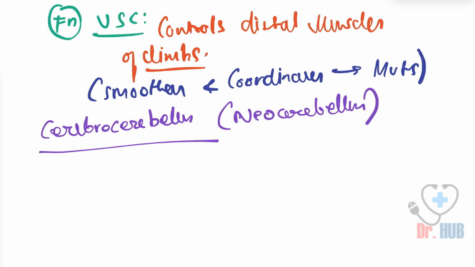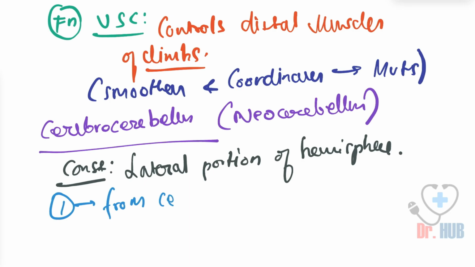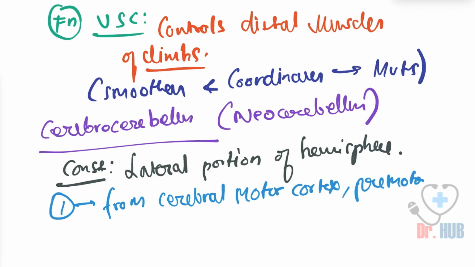So first we are going to look at the constituents. So what does it constitute? There is the lateral portion of the hemispheres. Next, there is the input. So the input is that from the cerebral motor cortex as well as premotor and the somatosensory cortex.